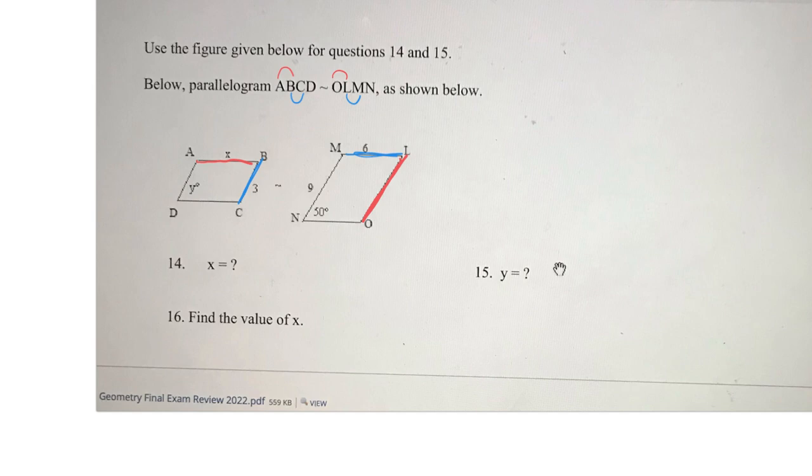Now, it is the case that since this side happens to be 9, and opposite sides of parallelograms are congruent, this side also has to be 9. This 6 divided by 2 gives you 3, so therefore this 9 divided by 2 is going to give us 4.5. So that should be 4.5 right there.